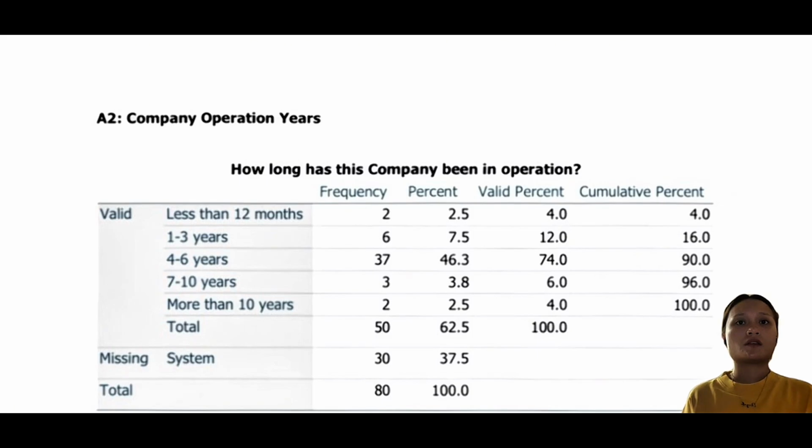Unfortunately, the remaining 30 respondents, which is 37.5% of the total, did not answer this question. This is what we call missing data in our system. So it's important to understand that a significant part of our participants did not provide information for this specific question. We need to remember this when we analyze and discuss the result for company operation years.